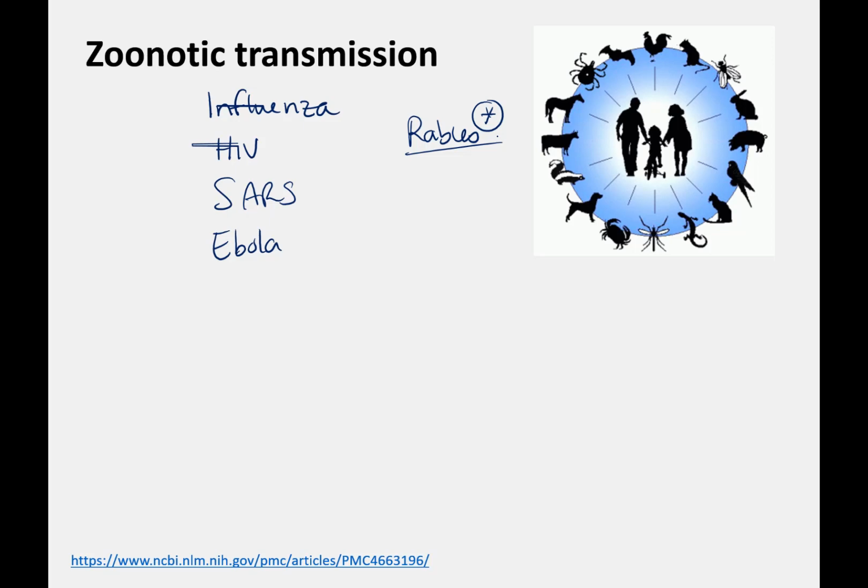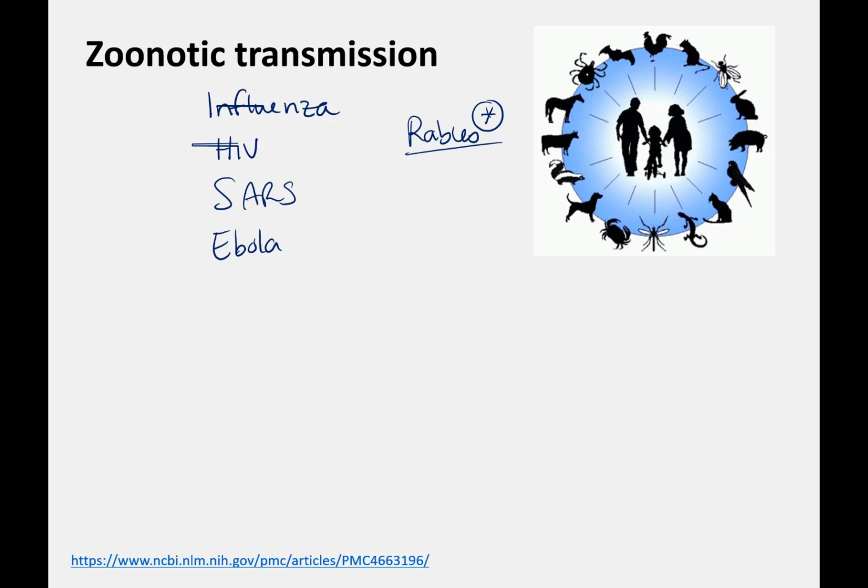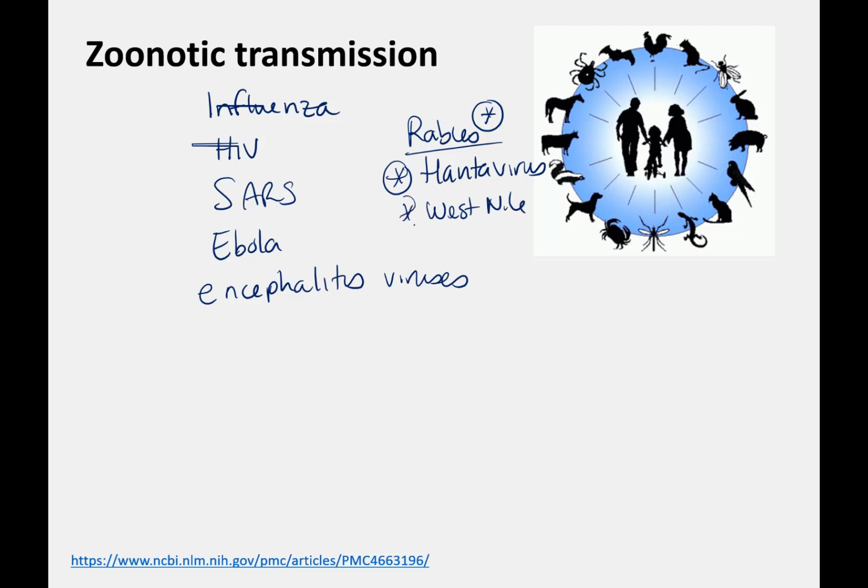So if you get bit by a rabid dog or raccoon or in contact with a bat, like I said, a lot of encephalitis type viruses. Hantavirus is over here in that it still is transmitted animal to human, as well as West Nile and Zika. Right? These are probably the ones you've heard of the most.